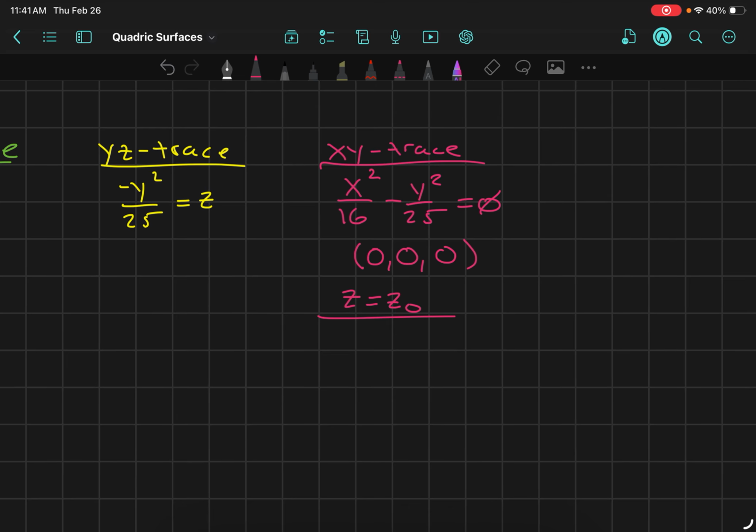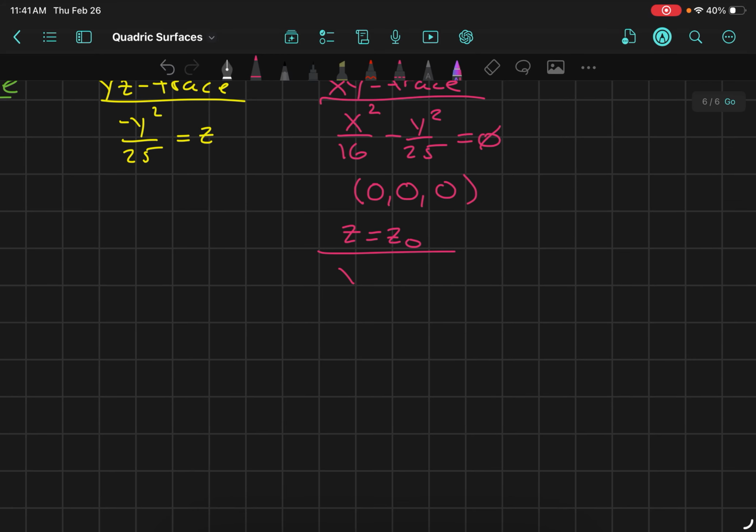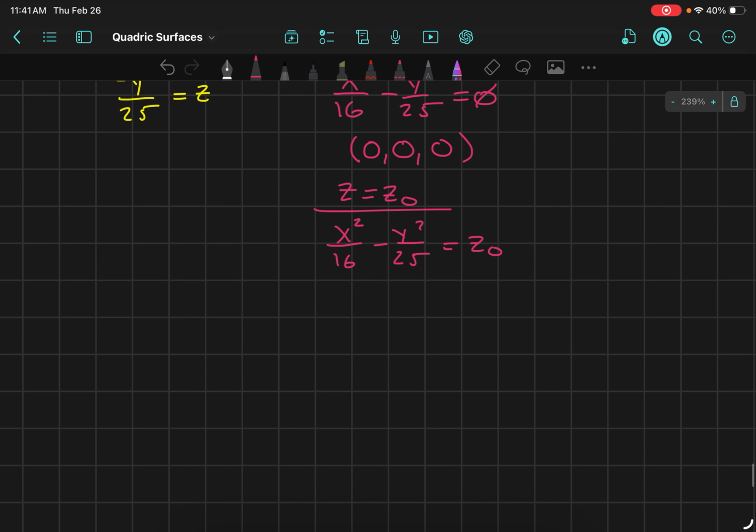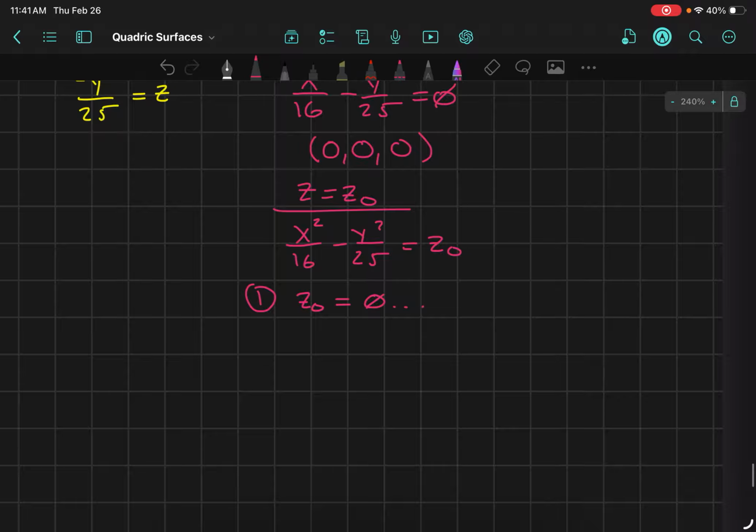You really have to just recognize that this is a hyperbolic paraboloid, essentially. There are essentially three sections to this graph. Let's go ahead and just do this first: x squared over 16 minus y squared over 25 is equal to z naught. We have essentially three different options here. Number one, if our z naught is equal to 0, then it's just going to be 0, 0, 0.